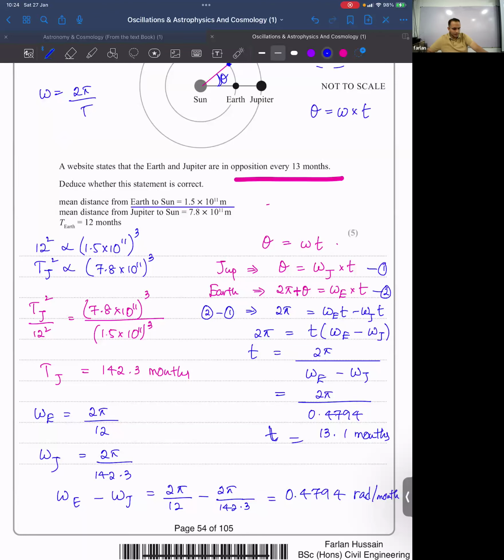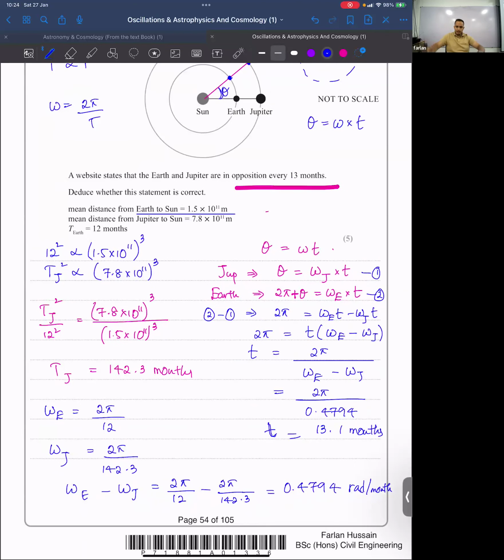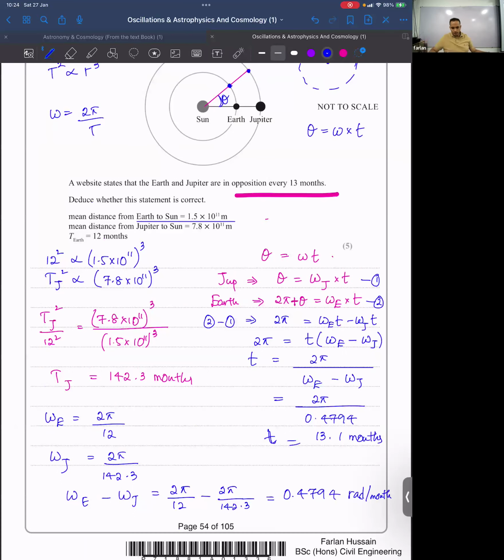So the statement is what? The website states that the Earth and Jupiter are in opposition. That means they are in line after 13 months. We are getting 13.1 months, perfectly fine.